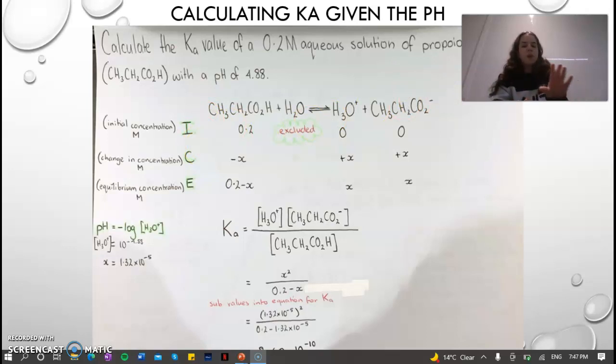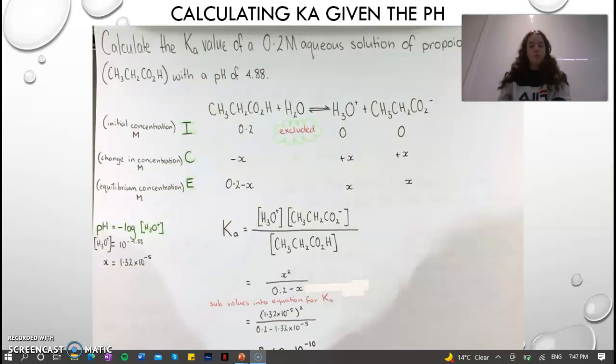So we fill out what we know, which is a 0.2 molar concentration of propanoic acid. The H2O again is excluded because it's a pure liquid, and then you put the H3O+ and CH3CH2CO2- both as 0 because it's not given in the question. Then the change in concentration: obviously the propanoic acid is going to lose something, and the hydronium and the CH3CH2CO2- are going to gain concentration.